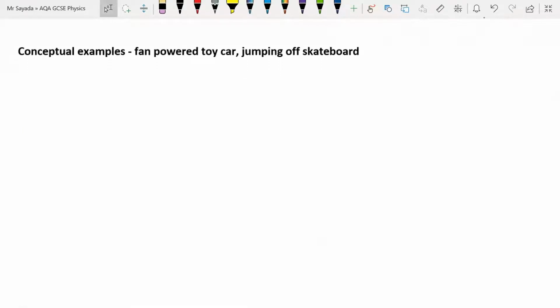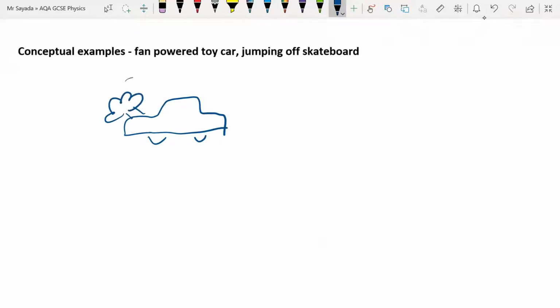So imagine I have a toy car, which is fan powered. There's a fan at the back, which spins around and makes the car move forwards. This is to do with Newton's third law, which you will have already studied. So the fan pushes back on the air. What's the Newtonian pair to that? Say your answer to the video now. You should have said that the air pushes forwards on the fan, and that makes the car go forwards.